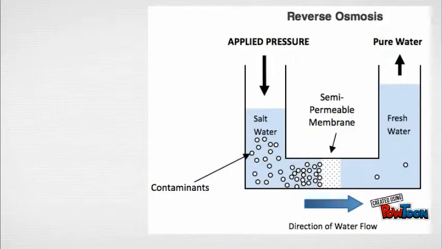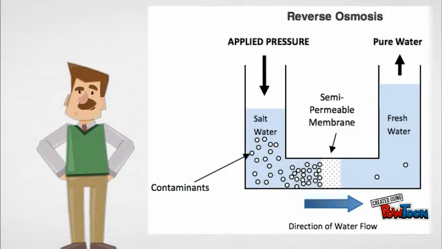On the other hand, reverse osmosis happens when pressure is applied to the salty water, pushing it to the other side, and the membrane keeps the salt back, allowing only the water to pass through.